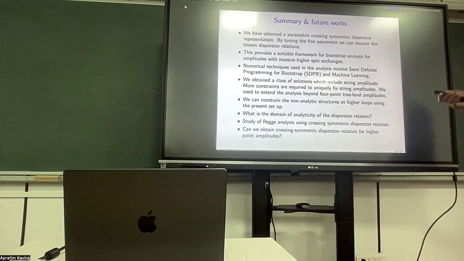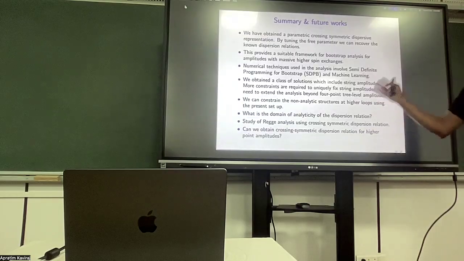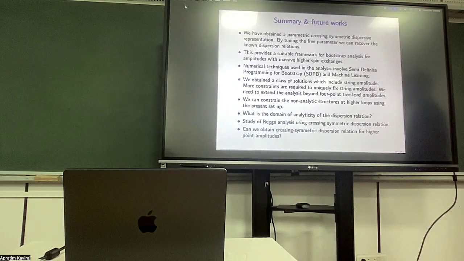So we have revisited, or come up with, some new representations which are very well convergent. We use them in the bootstrap analysis, and we use linear programming to obtain the numerical results. We obtained a class of solutions which are string amplitudes, but certainly we obtained other solutions as well. And we are unable to rule them out just by imposing these constraints at the level of the 4 point. We need to go beyond 4 point. We need to look at higher points or develop higher loops. Now, higher loop string amplitudes are difficult to compute, therefore it's a more difficult task.